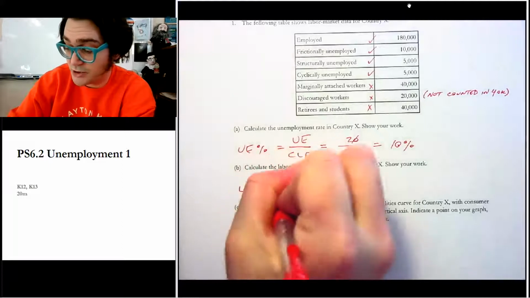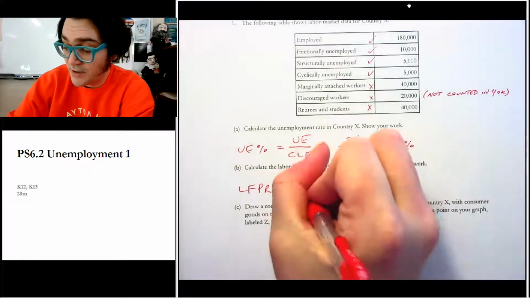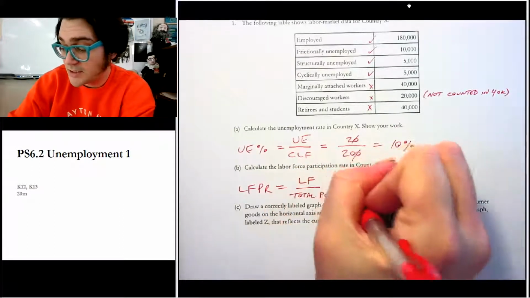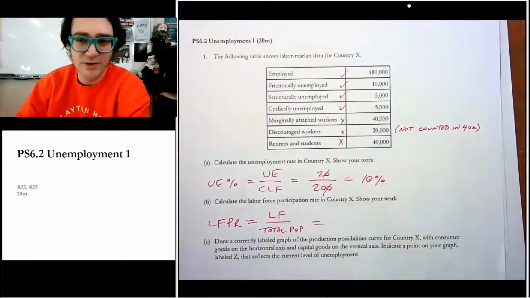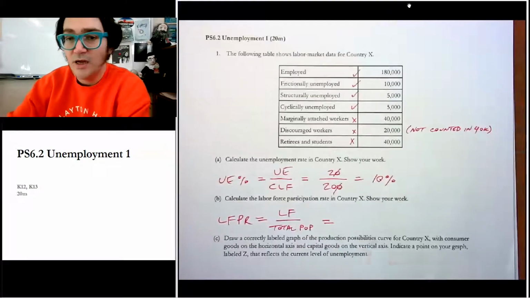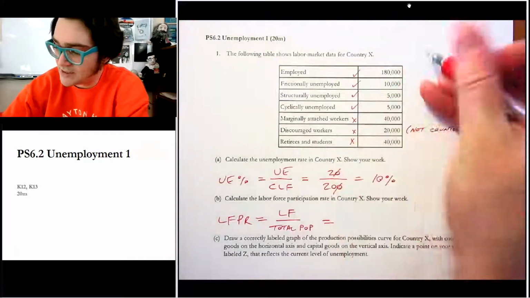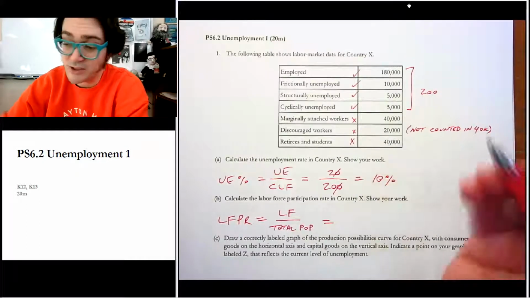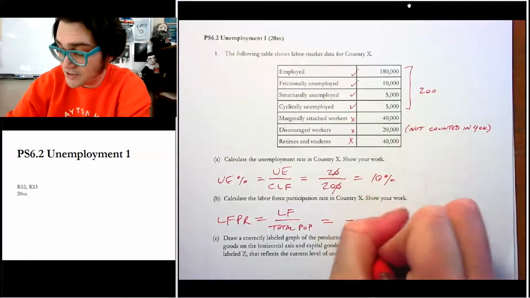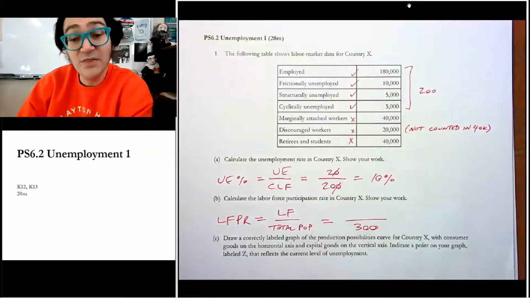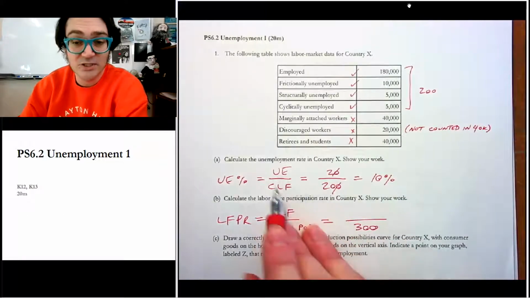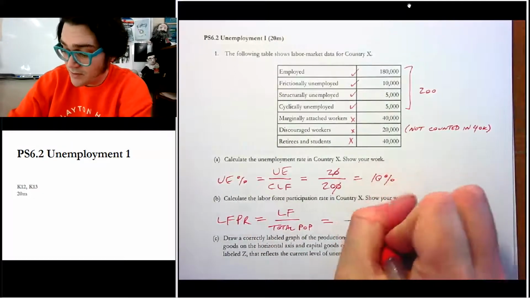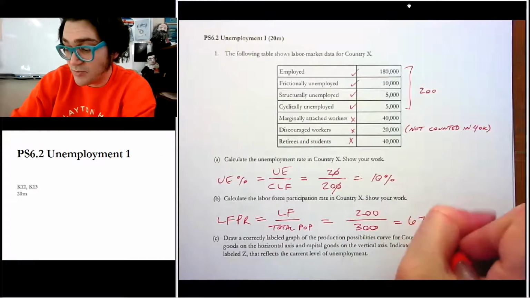Okay. Now, the next part, calculate the labor force participation rate. Labor force participation rate is equal to the labor force divided by the total population. And so for this one, everybody is included in the total population. It'll just kind of keep our math simple. So the total population is 200 plus 60 plus 40 is another 100, and so the total population is 300. Now we have to figure out who's actually in the labor force. And if you remember, we already did that in the previous question. The labor force is just the employed and the unemployed. And so it's 200 over 300, or 67%.